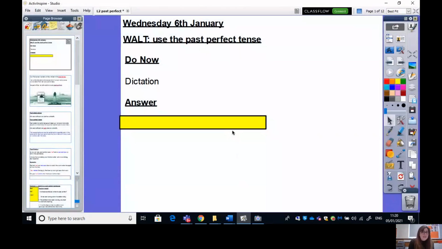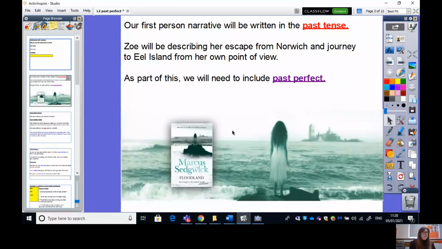So as I said, we are using the past perfect tense today. It can sound a little bit confusing the way that it is explained, but it is very, very simple. So I'm really confident that you'll be able to achieve the learning objective by the end of the lesson.